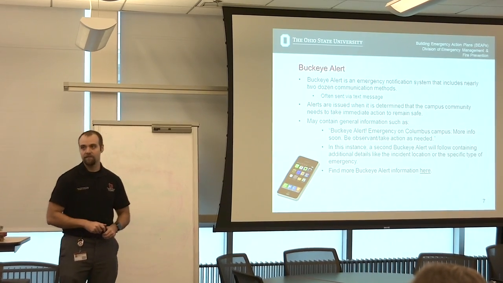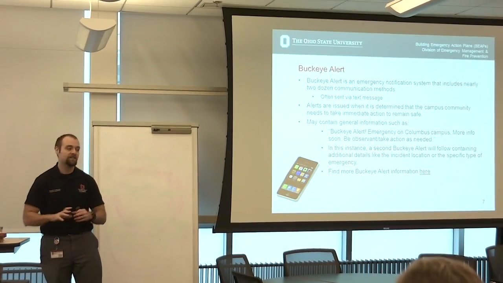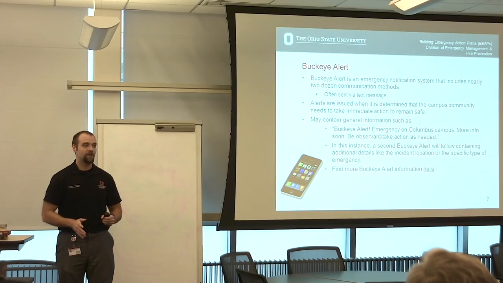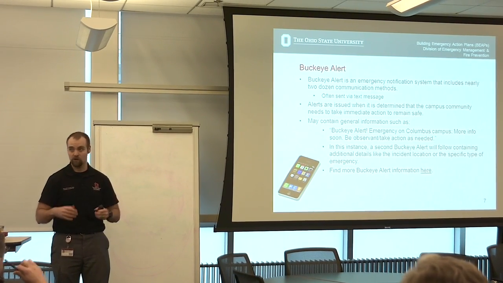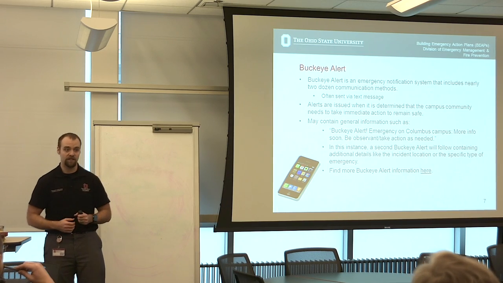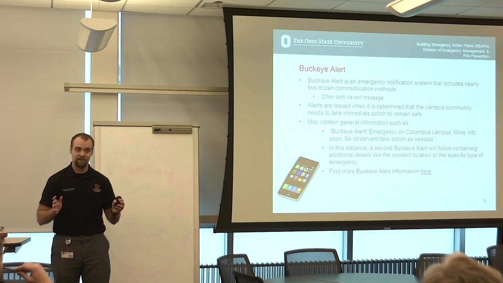So the Buckeye Alert system, everyone thinks it's just text messaging, but we can actually do multiple things, about 24 ways of communication. We can take over the web page, Twitter, Facebook, text messages. We actually can do signboards now.